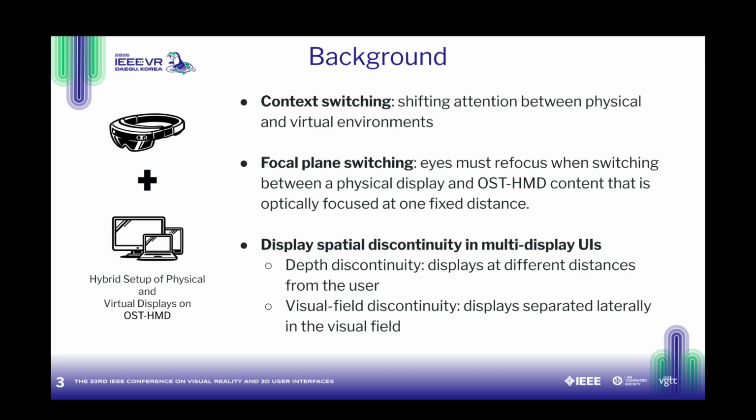Next, we have the focal plane switching. With an OST HMD, virtual content can appear at different depths, but the eye still focuses at one fixed distance. On a normal 2D monitor, the content is tied to the screen plane, so what you see and where you focus are usually aligned. This means that even if the virtual content and physical content appear to be at the same depth, the viewer may still need to refocus when switching between them.